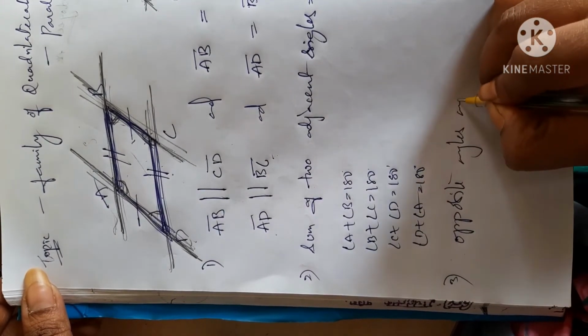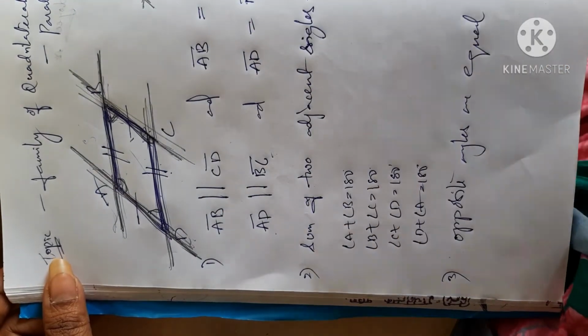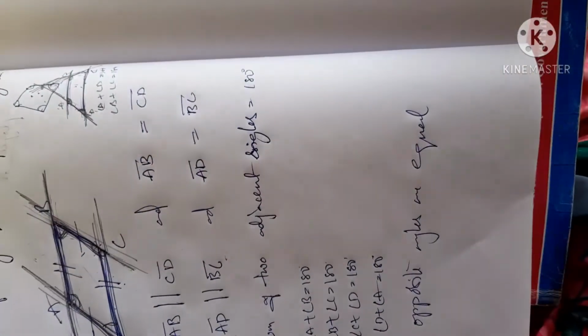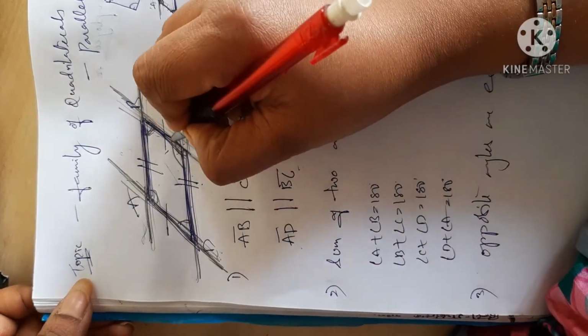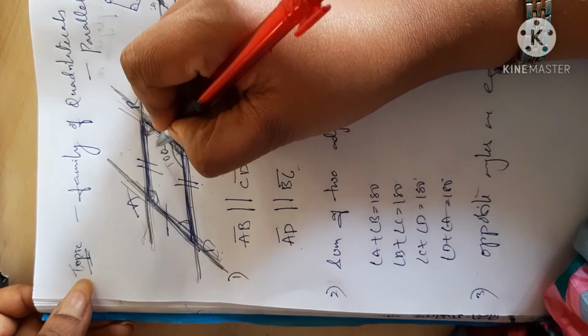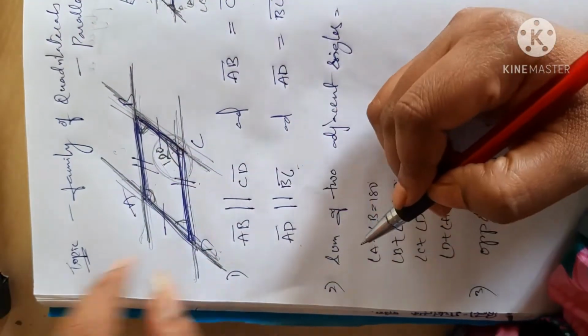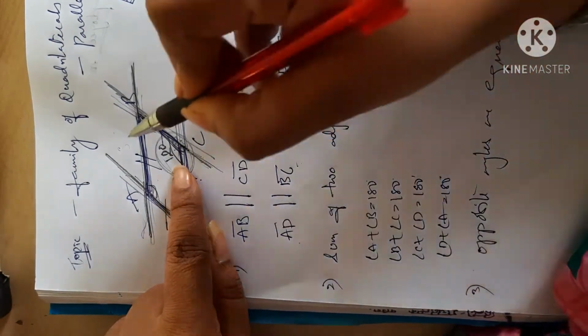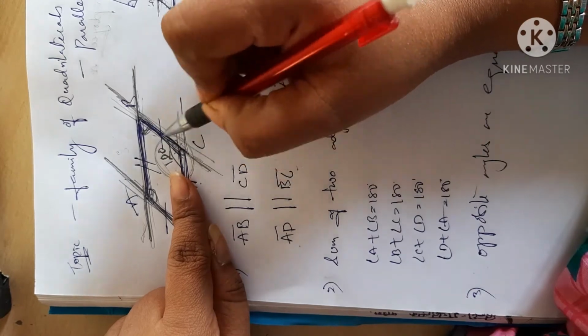Opposite angles are equal in a parallelogram. For example, if I say angle C is 120, now what can angle B be? You need to find angle B. Angle C is already given.